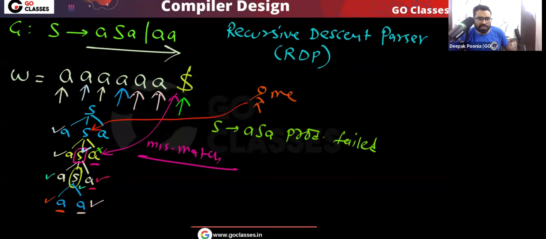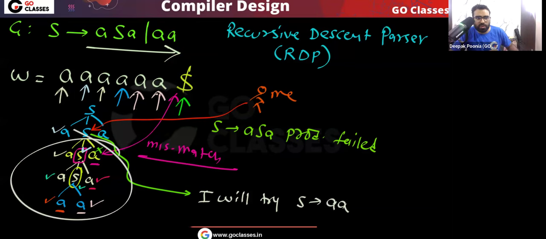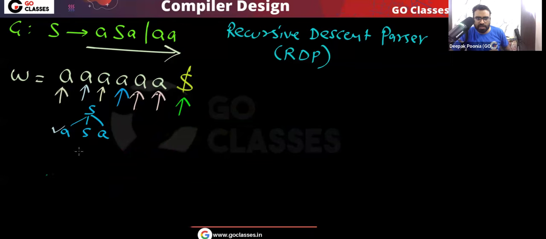So what will this S reply? It will reply, okay, no problem, I will try S going to double a. Let's try. So let's backtrack. Now this S will try double a. The entire thing will backtrack, and now we are here.